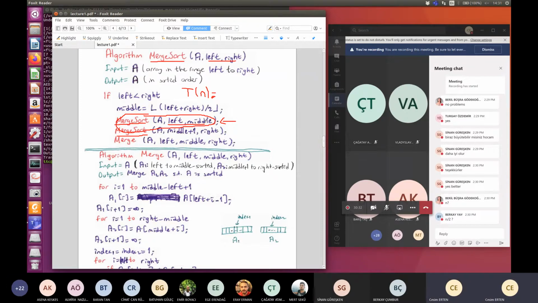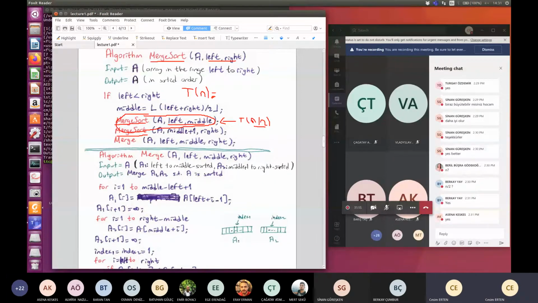And the time spent for this recursive call will be T of n divided by 2 then, right? Because T describes the running time of merge sort, and T of n divided by 2 describes the running time of merge sort on an input of size n divided by 2. Note that we don't simply say n divided by 2 for the running time of this. We need to say T of n divided by 2. Is this part clear for everyone? Is this last part clear for everyone?